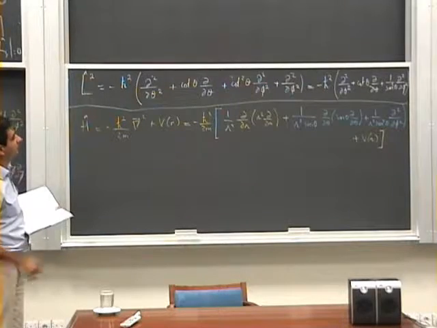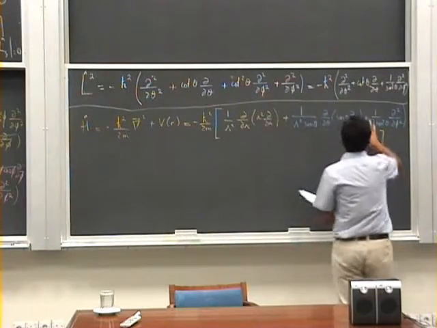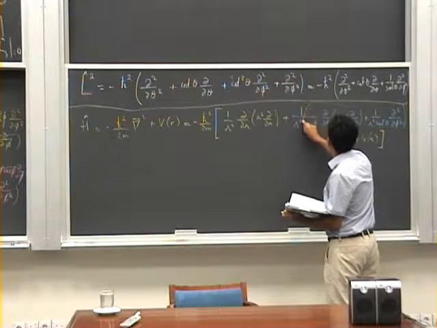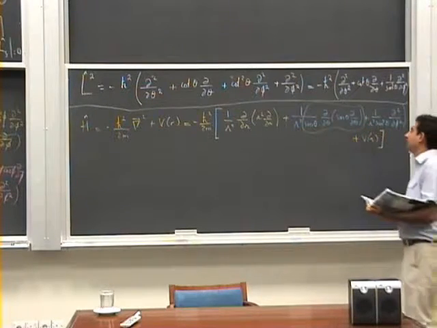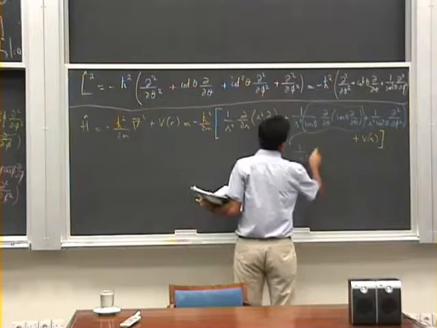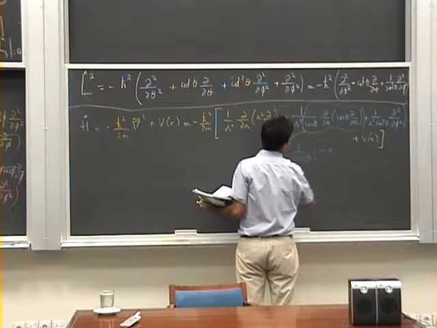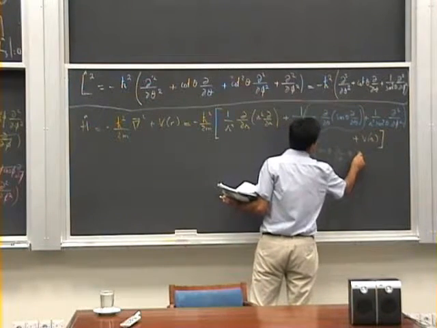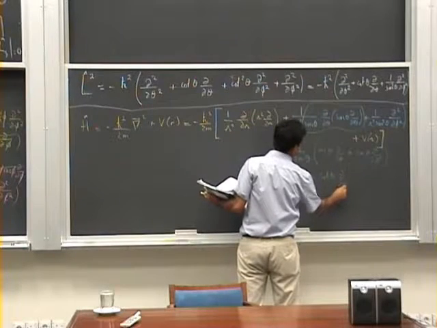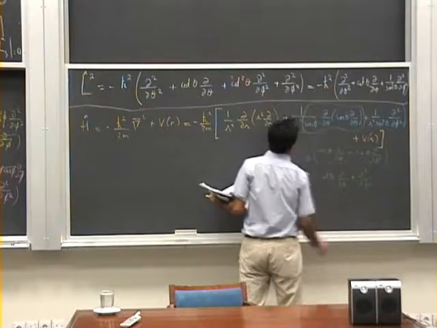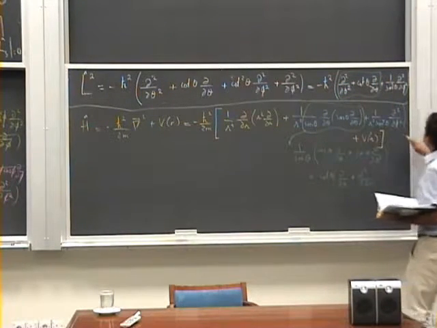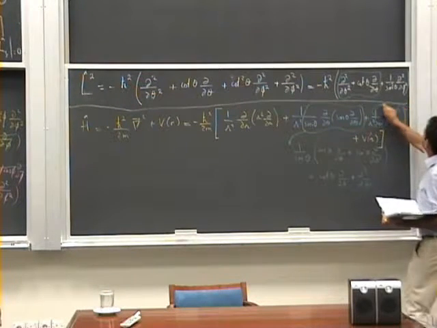Let's look at this term, what I have in green. This term is really 1 over sine theta, now I take the derivative. The derivative of sine theta is cosine theta partial theta plus sine theta partial theta square. So this is cotangent theta partial theta plus partial theta square. This is exactly identical to this term, and this term without the r square is identical to this term.